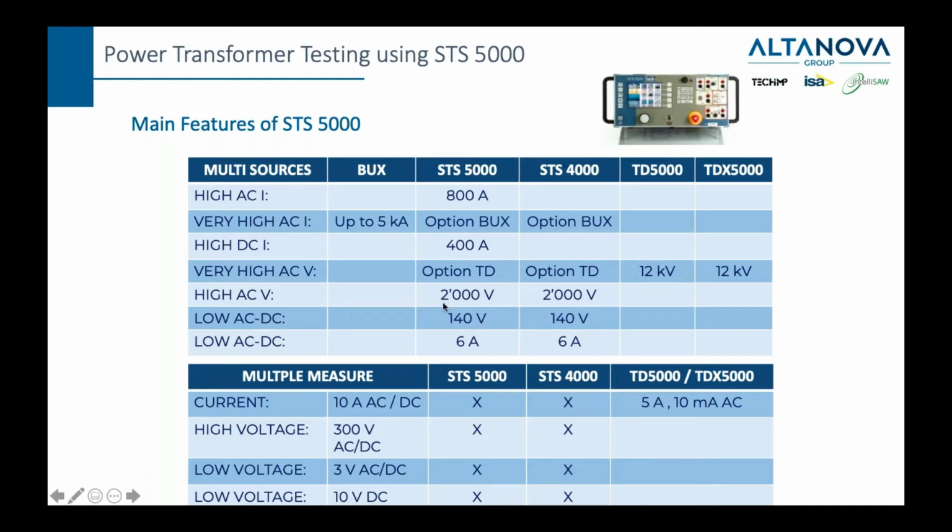And we also have low current and low voltage AC/DC generation up to 140 volts and 6 amps. For example, this will be used for your winding resistance test, while this will be used for your short circuit impedance test. The device itself has 4 measurement inputs. You can measure up to 10 amps AC or DC. It can measure up to 300 volts AC or DC, up to 3 volts, and up to 10 volts only DC. So let's say we have 4 inputs.